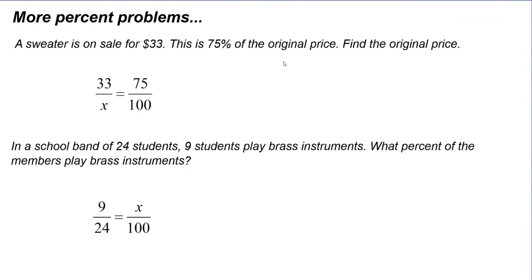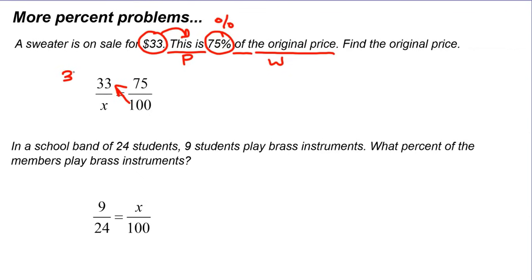So what does this look like in real world problems? A sweater is on sale for $33. This is 75% of the original price. Find the original price. So when it's saying this is, we're talking about the $33. So the $33 is 75% of the original price. So this is the part of the original price. The original price is the whole, and 75% is obviously the percent. So the whole is missing. The original price is the whole. The $33 is the part. So I fill in my proportion here, and then I use cross products to solve this one.